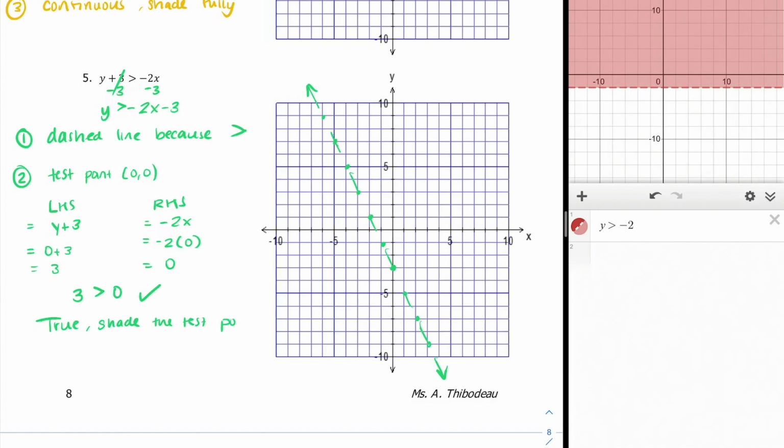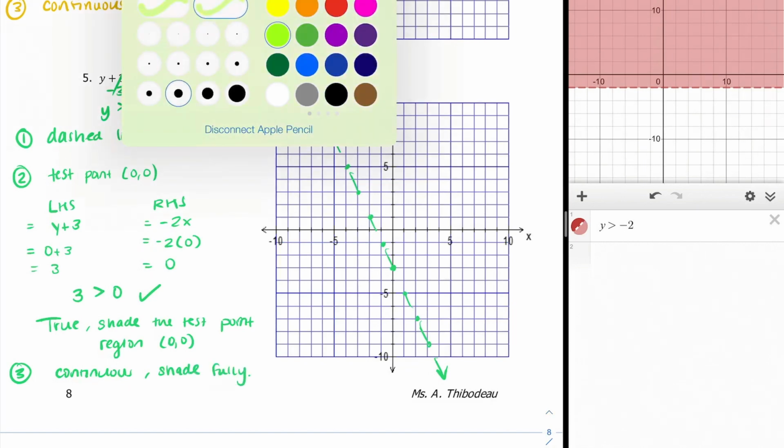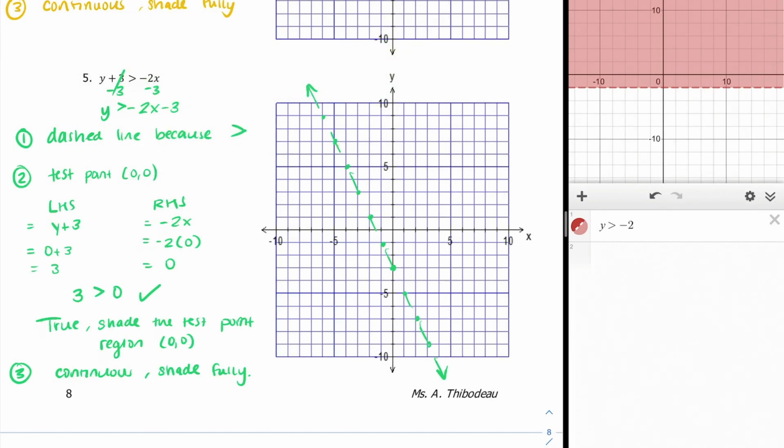So we are going to shade the test point region, which includes my 0, 0. Lastly, I know that it is continuous because, again, no restrictions and there's no word problem, so we are going to shade fully. Looking at this, I'm finding my 0, 0 test point. There she is. And I'm going to shade that side of the boundary line.